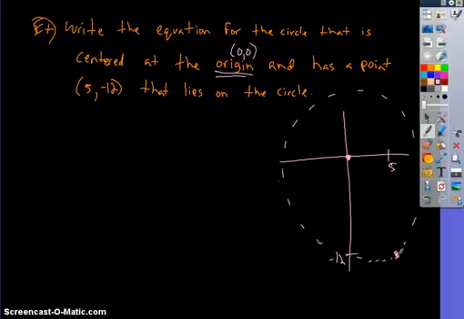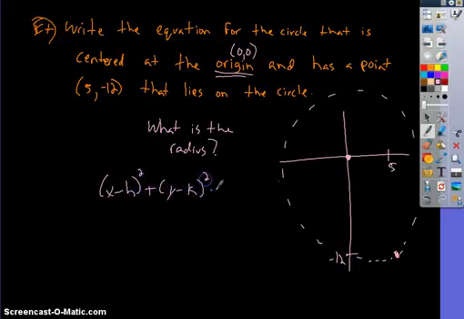What I do need, though, is my radius. My question right now is, what is the radius? Because I have the center. I can write (x subtract h) squared plus (y subtract k) squared equals the radius squared, and I can plug in my center. My center is 0, 0, so it's going to be (x subtract 0) squared plus (y subtract 0) squared equals the radius squared, which is unknown. So let's go and figure out what it is.